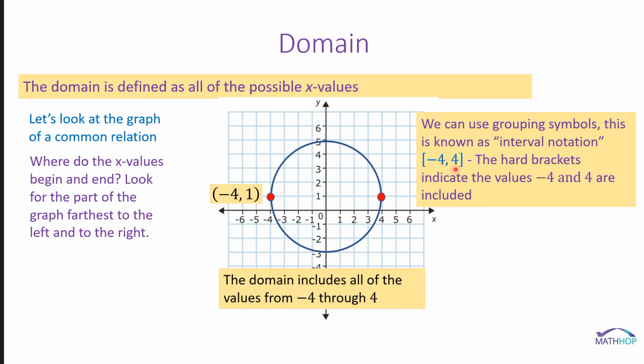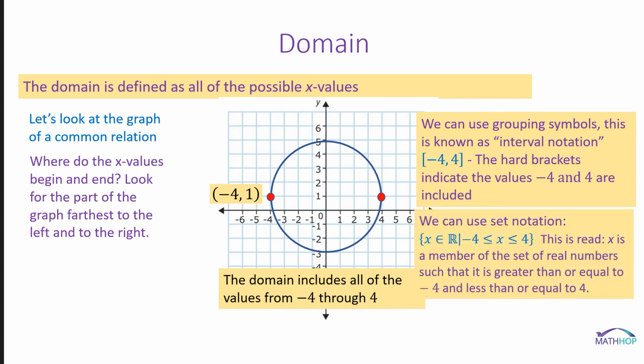That is my domain. The next notation is set notation. It looks a little scary. It's not as common. It's not that bad. It is read as x is a member of the set of real numbers. That's what this big funky capital R is, the set of real numbers anytime you see that, such that x is greater than or equal to -4 and less than or equal to +4. So that's it. It really is just interval notation with a little funky symbolism in front of it.